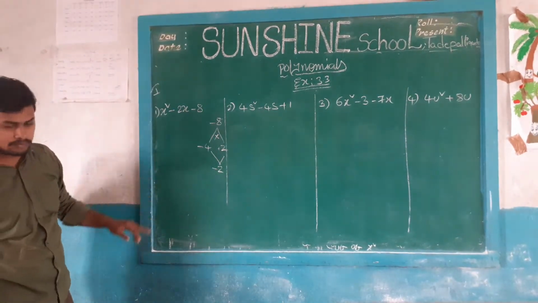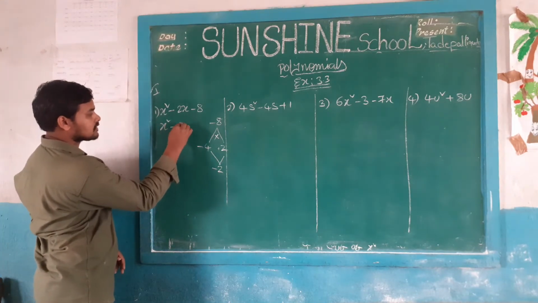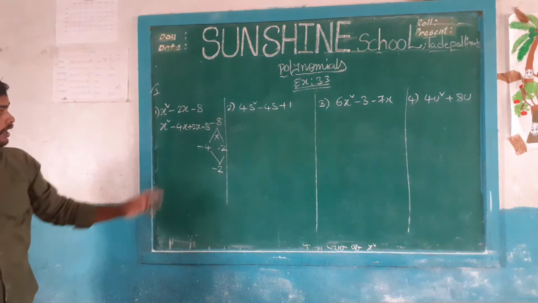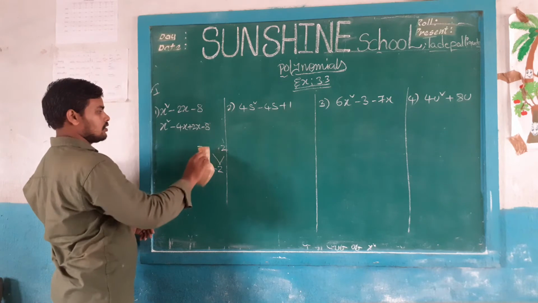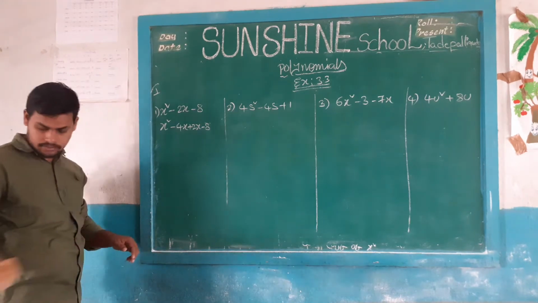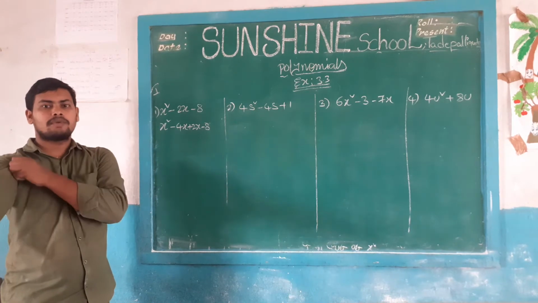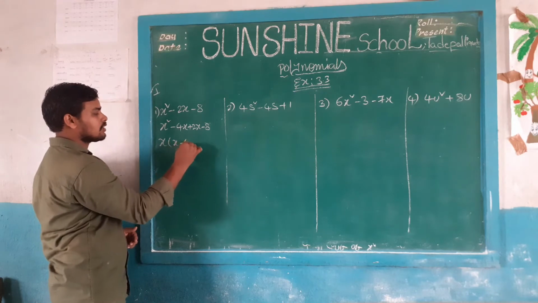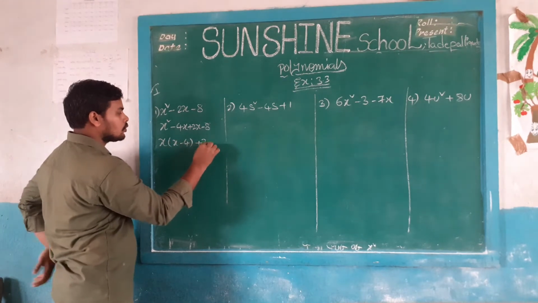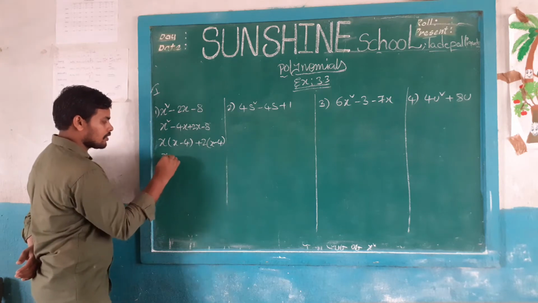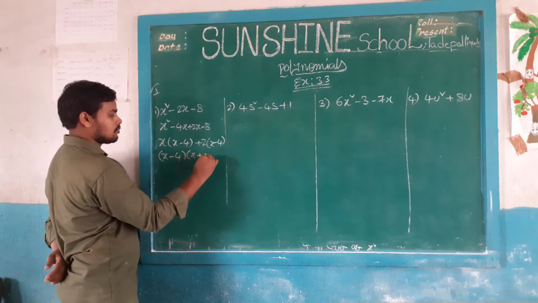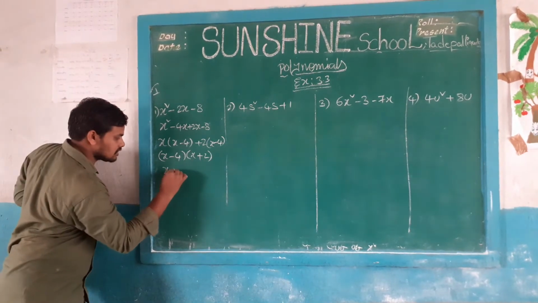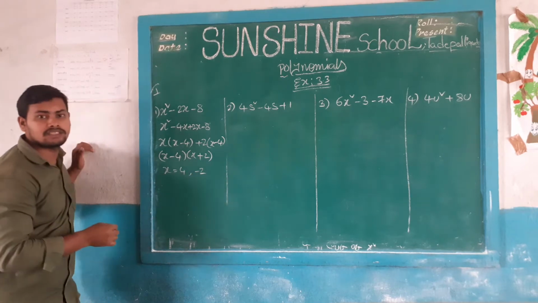x square minus 4x plus 2x minus 8. What is the common factor here? x is the common factor: x minus 4. In the similar way, the common factor is 2 here: x minus 4. Now x minus 4 and x plus 2 are the factors, so x is equal to 4 and minus 2.